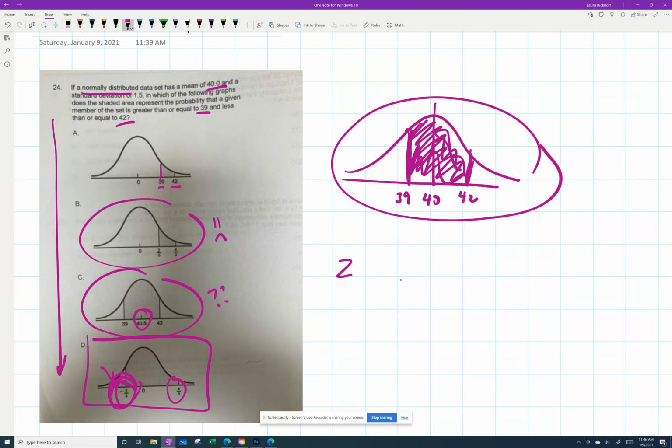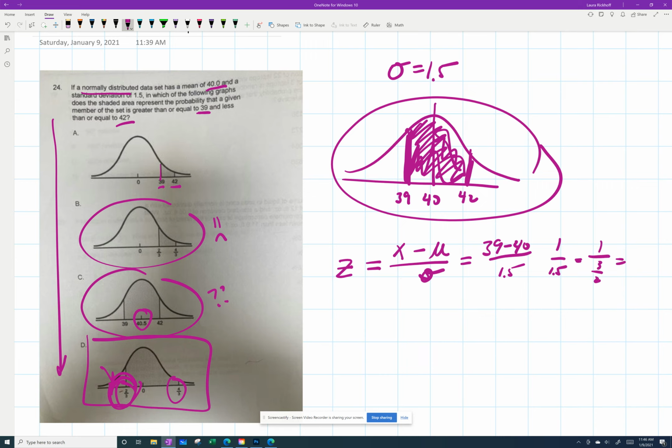So if you're wondering where those are coming from, those are your z-scores, which are your score minus the mean over the standard deviation. They're how many standard deviations away from the mean your score is. So since your standard deviation is 1.5, that 39 is not quite a full standard deviation away. It's 1 away, and 1 away is 2/3 of a standard deviation away. Negative 2/3 because we're on the left. And so there we go.